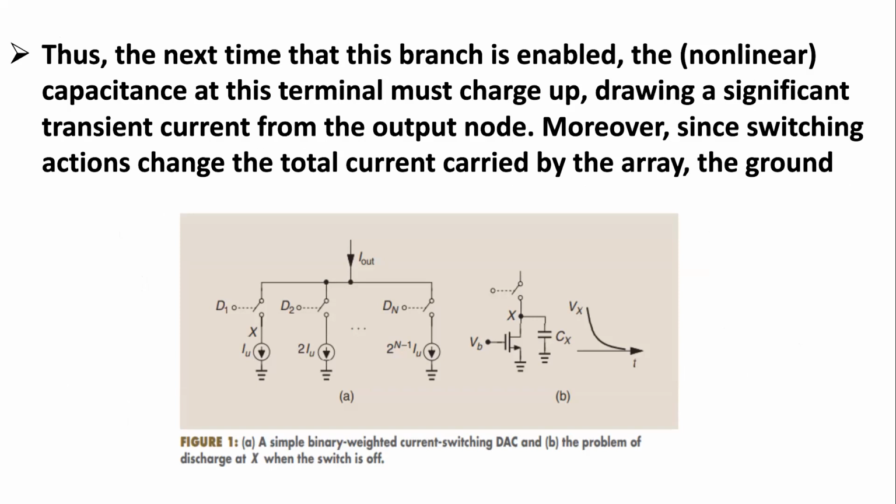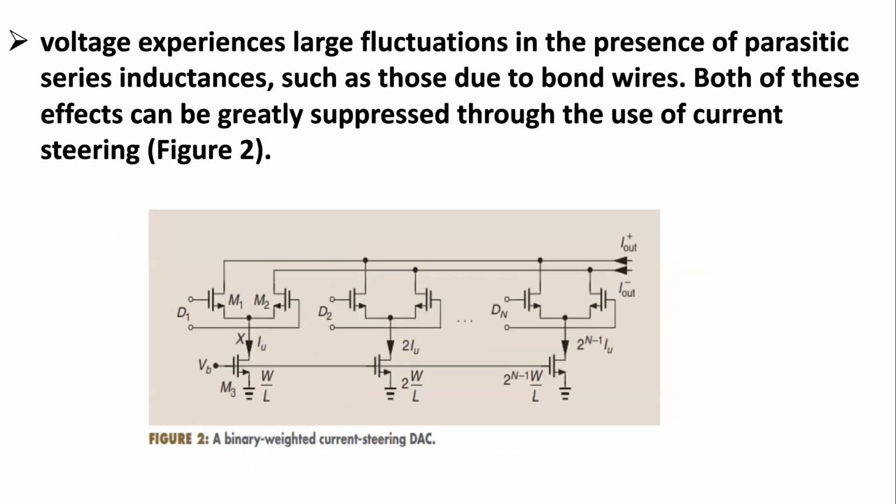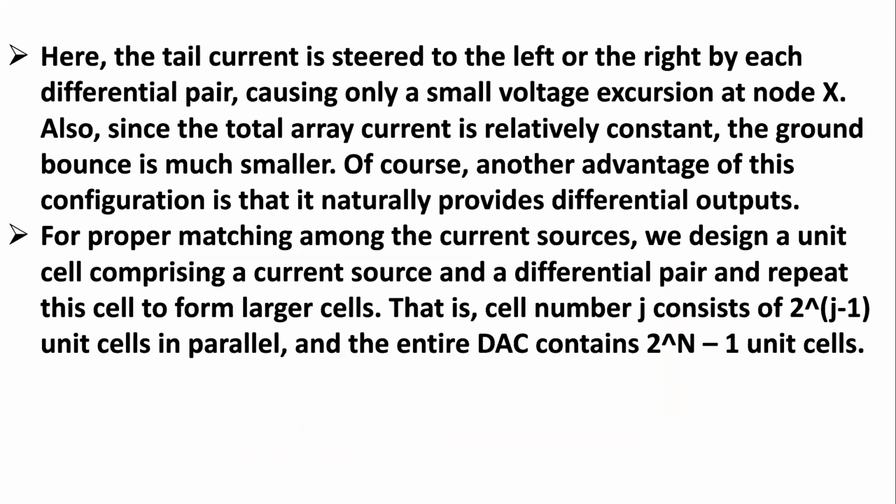Moreover, since switching actions change the current carried by the array, the ground voltage experiences large fluctuations in the presence of parasitic series inductance, such as that due to bond wires. Both of these effects can be greatly suppressed through the use of current steering. Here, the tail current is steered to the left or the right by a differential pair, causing only a small voltage excursion at node X. Also, since the total array current is relatively constant, the ground bounce is much smaller. Of course, another advantage of this configuration is that it naturally provides a differential output.